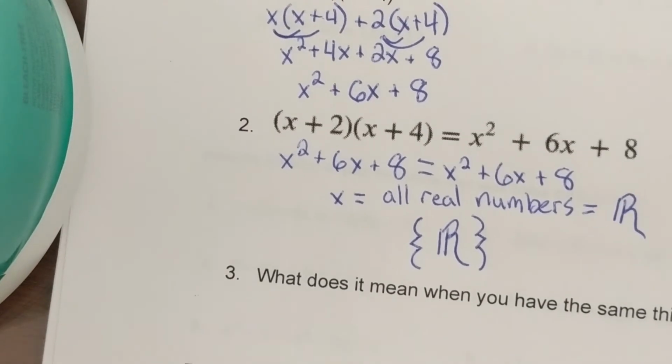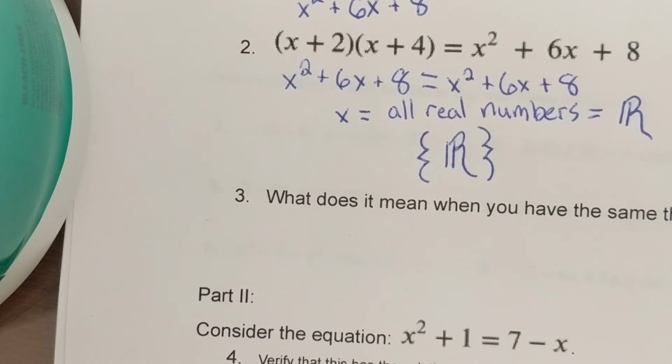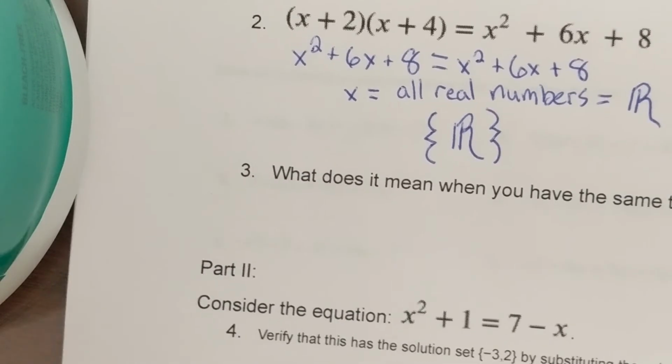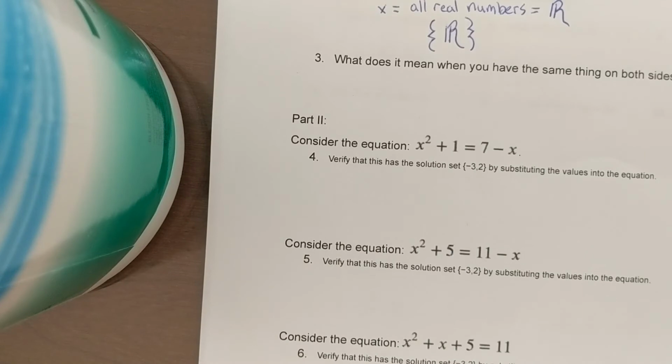And then if we look at number 3, it says, what does it mean when you have the same thing on both sides of the equal sign? So take a minute. You can put it in the chat for me. You can unmute yourself. What do you think it means when you have the same thing on both sides? Just like in number 2, we had a couple on Monday that had the same thing on both sides. What does that tell you about the equation?